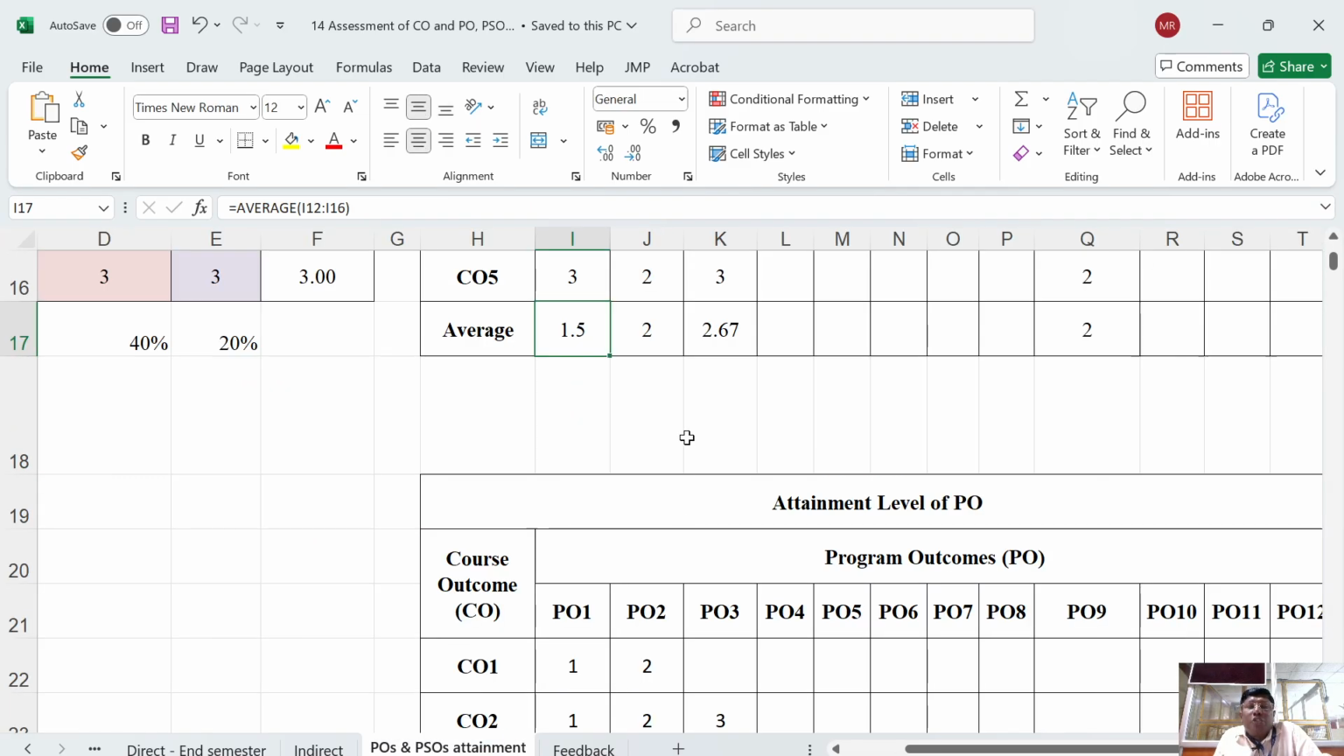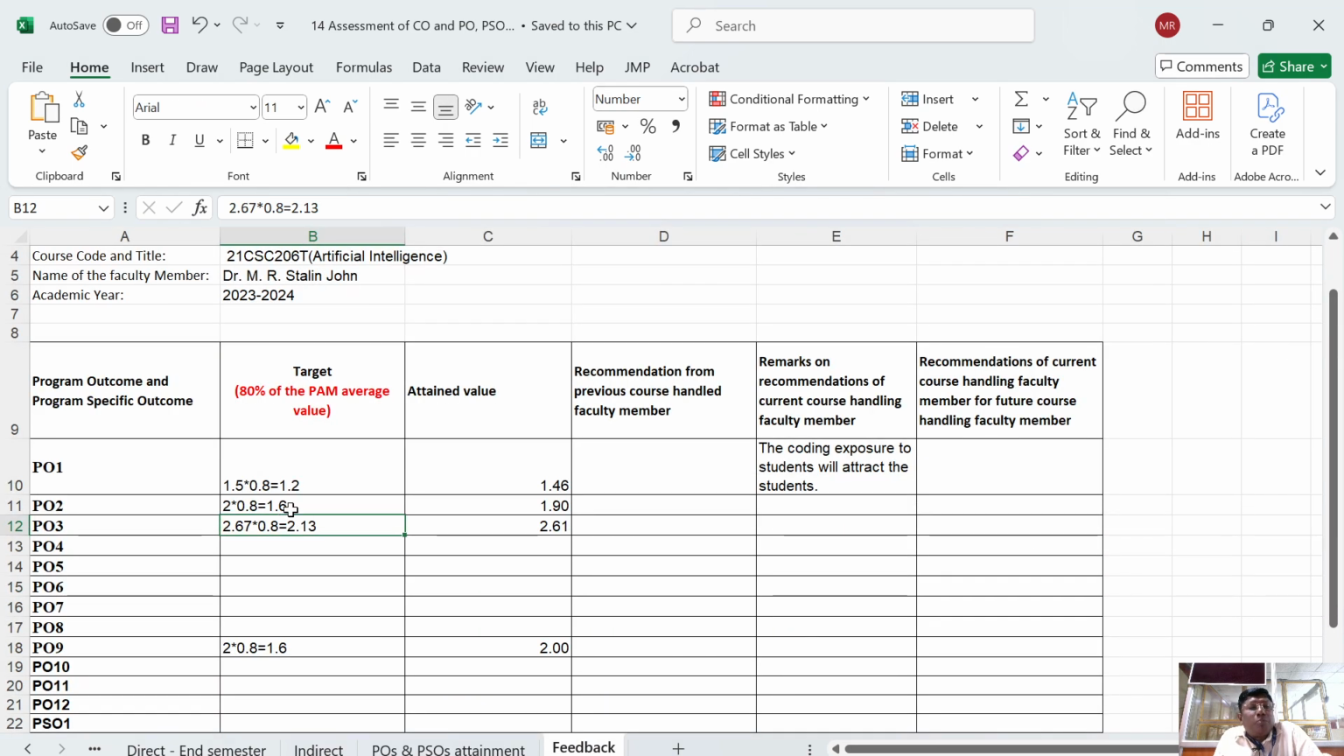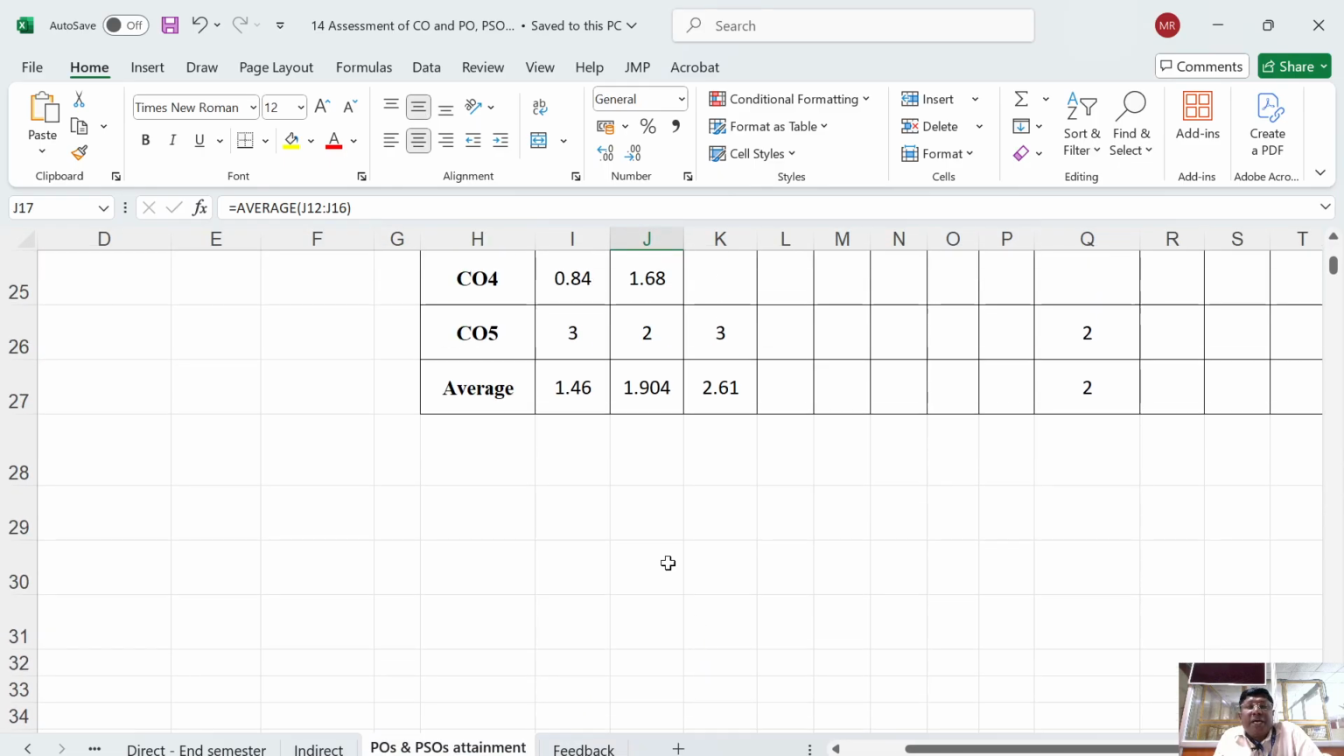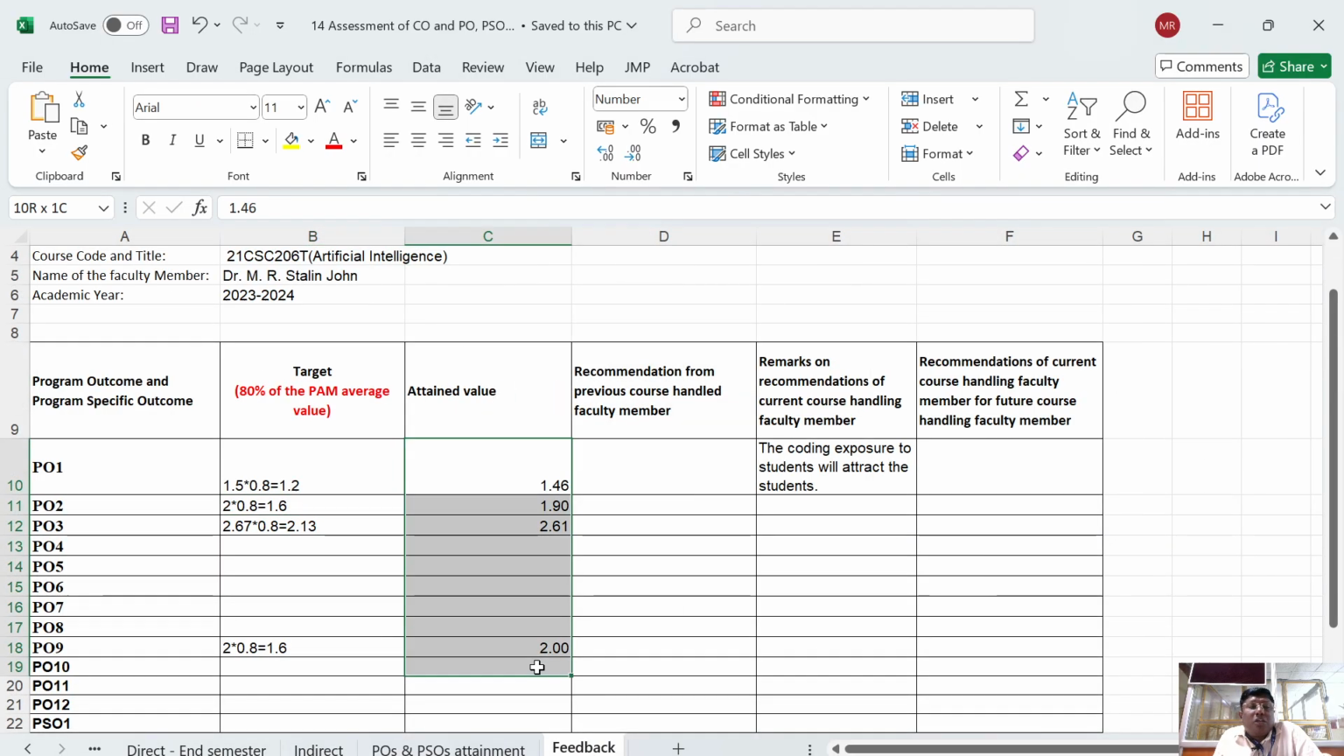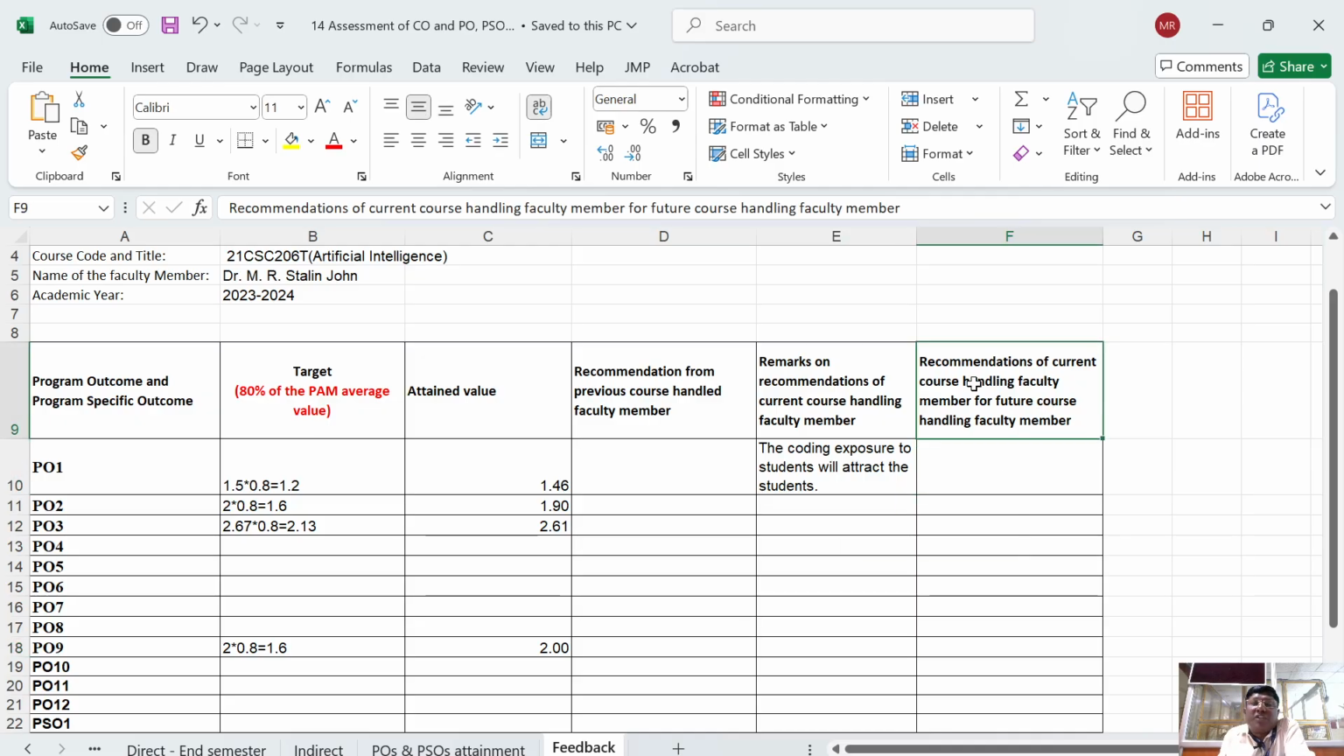Similarly, for PSO, this is 2 into 0.8, that is 1.6. Whatever PSO value we got from here, it is mapped to here. So now the recommendation has to be given by the faculty. What are the pluses and minuses of the subject? For the faculty who will handle it in the future, that has to be minuted. What recommendation can be given to the future faculty?